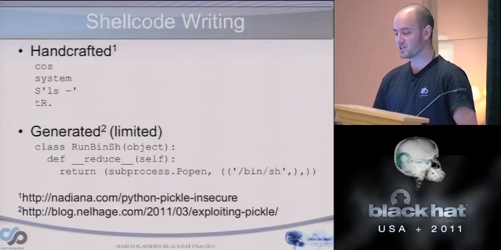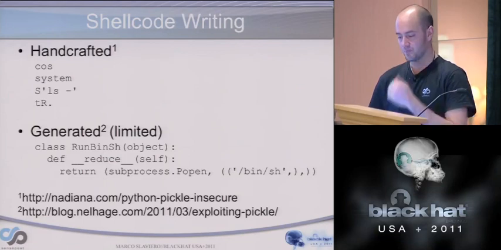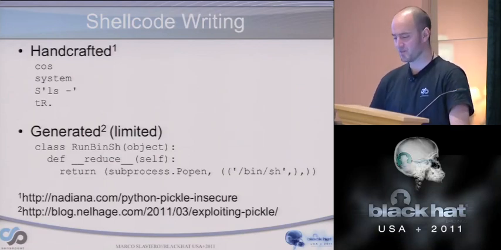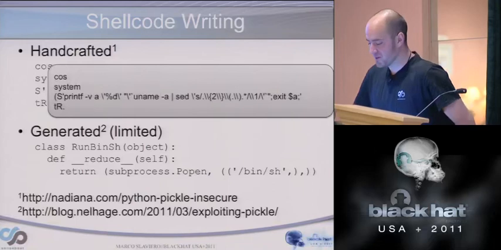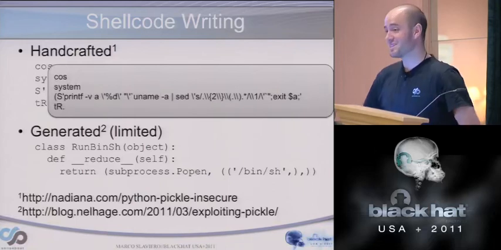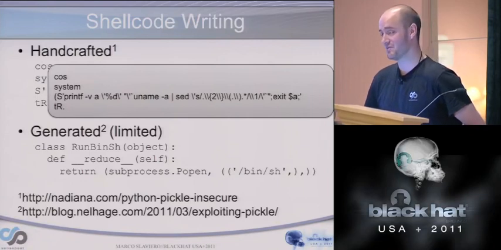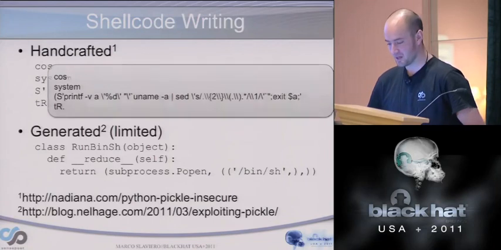So when it comes to writing shellcode, there are two approaches that you'll find on the net. The one is to handcraft it, as you can see there at the top. And the second one is to generate it. Both of these have limitations. The first one doesn't allow us to extract output. That's not strictly true. You can extract output in the exit status of os.system, one character at a time, but that's very, very hacky and also quite slow. So let's ignore that approach.